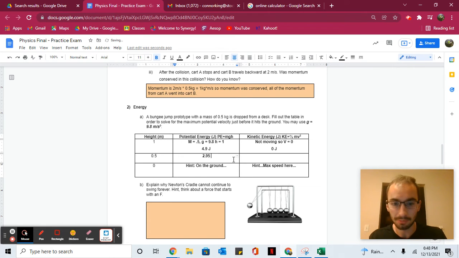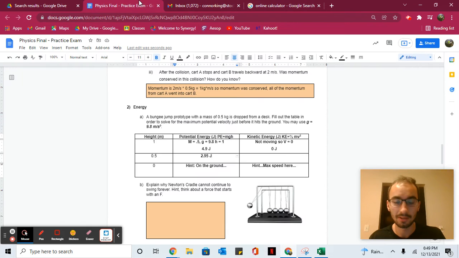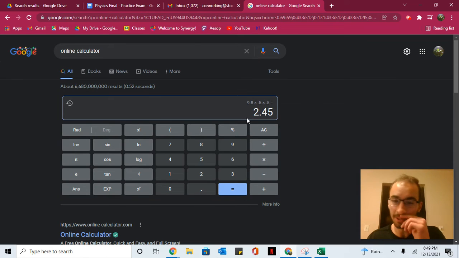That's not 49, it's 4.9. I can try and do it on the calculator too. 0.5 times 4.9 times 0.5. Oops. 9.8, the acceleration of gravity, times the height, 0.5, times the mass. Okay, 2.45. Oops. Got that one wrong. Oh well, that's why you double check your work.